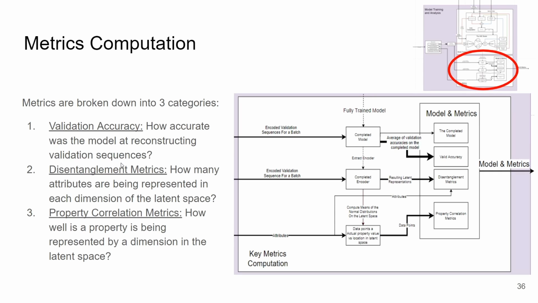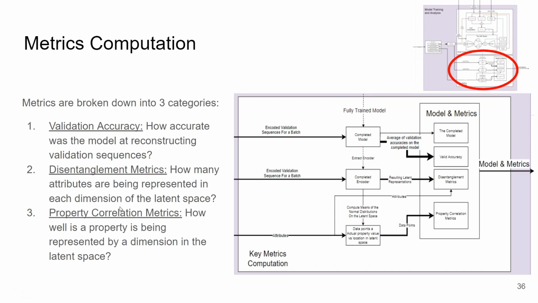Next up is our disentanglement metrics. The disentanglement metrics talk about how many of the attributes are being represented in each dimension of latent space. Again, we want very low disentanglement, because if we have very low disentanglement, we are able to basically manipulate whatever attributes we want and construct a completely new thing from that latent space, right? So that's why the disentanglement is so important. We want very good disentanglement.